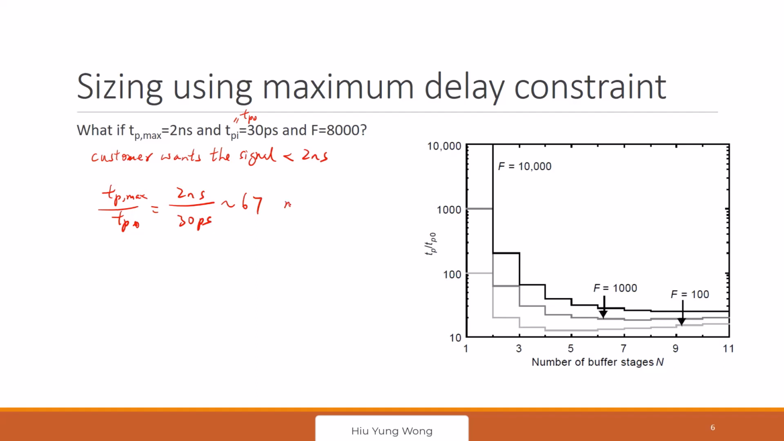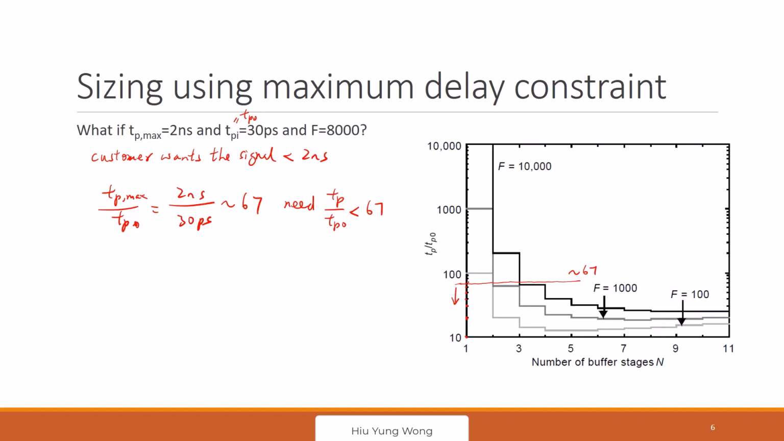So the customer's requirement is that the delay is about 60 times the intrinsic delay we have. So we need to make TP divided by TP0 smaller than 67. Okay, so let's count. This is 10, 20, 30, 40, 50, 60, 70. So 67 is around here, right? We need to find a solution so that the delay is less than 67, okay?